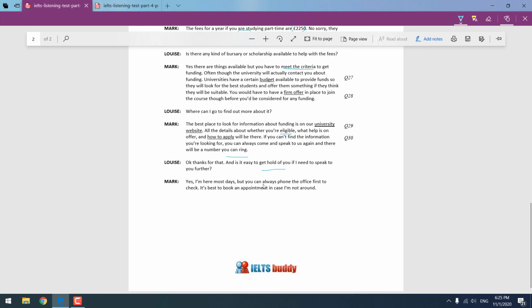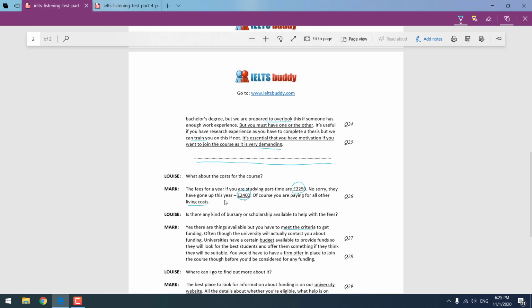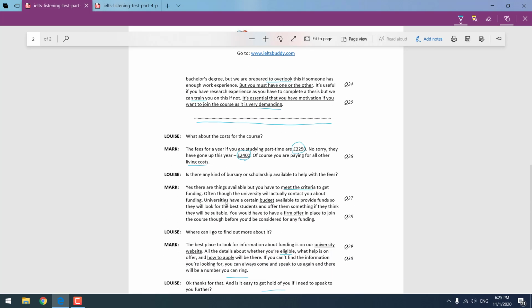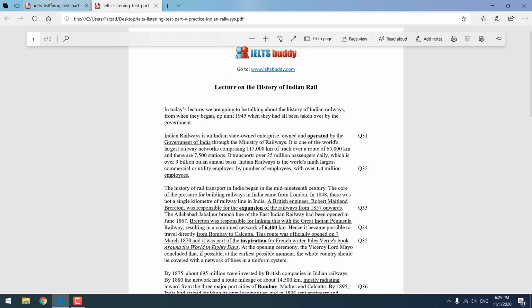And in part 4, you can see that it's a lecture again, a little bit more difficult, more information, and no breaks as we had in, for example, parts 1, 2, and 3. It's going to be a little bit more difficult, definitely more, let's say, difficult vocabulary, lexical items. Let's go through it and see what it has.